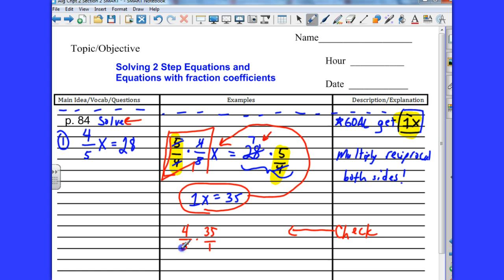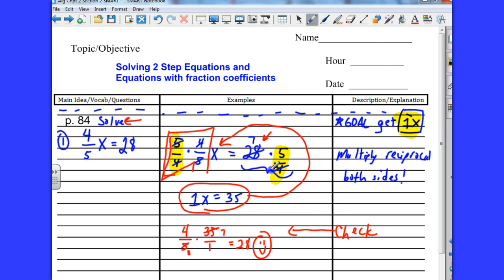Well, if I multiply my fractions, hopefully you remember that you can reduce the common factor out. You can take out the common factor of 5 there. 5 goes into 5 once, goes into 35 7 times. 4 times 7 equals 28. Since I got 28, guess what? I can smile because I'm happy.